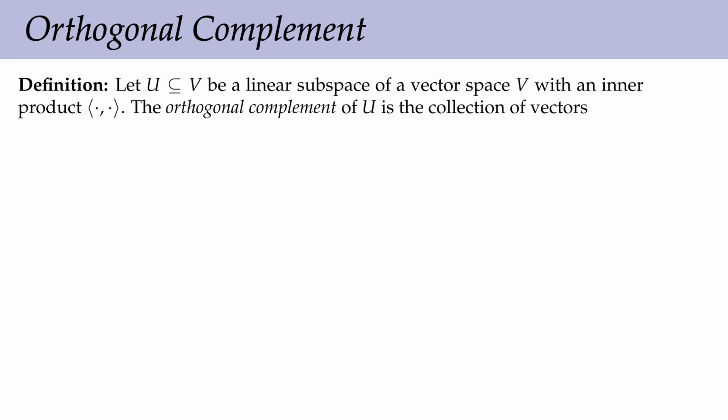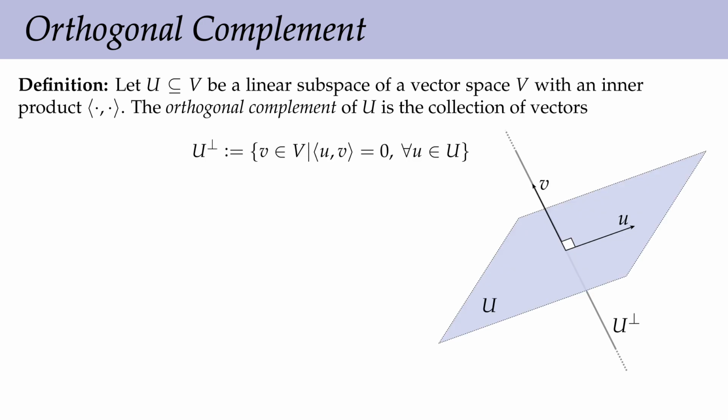Okay. So more precisely, we can say let U be a linear subspace of a vector space V with an inner product given by these angle brackets. The orthogonal complement of U is then the collection of vectors U perp, defined as all vectors v in capital V, such that the inner product of little u with little v is equal to 0 for all little u's in big U.